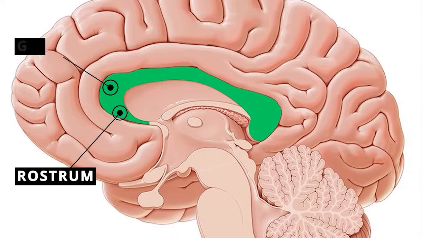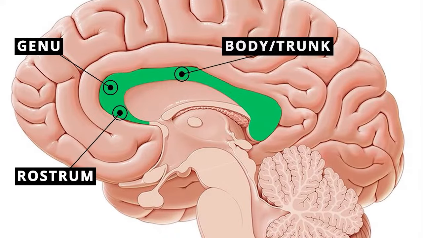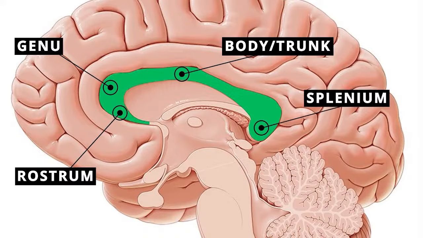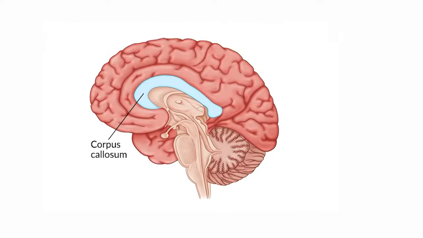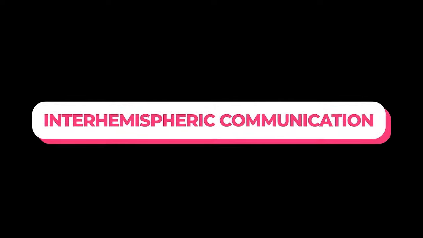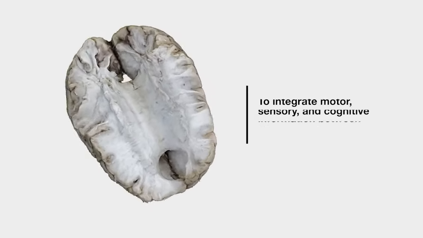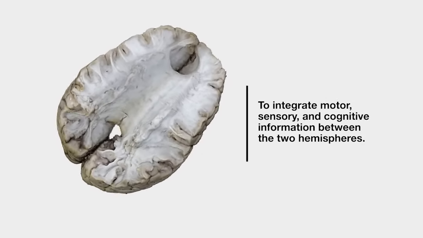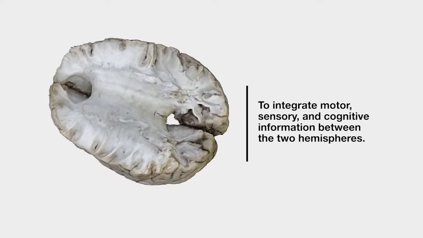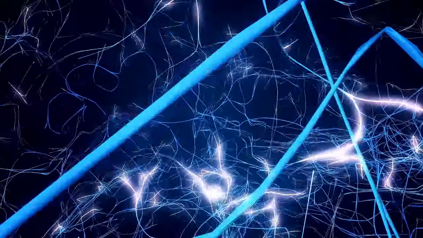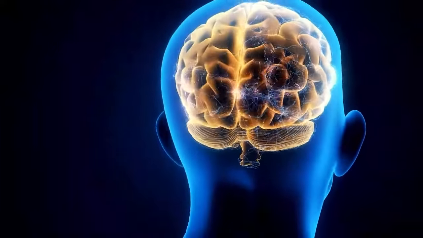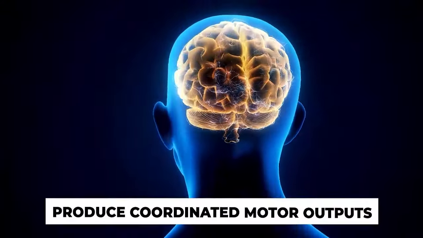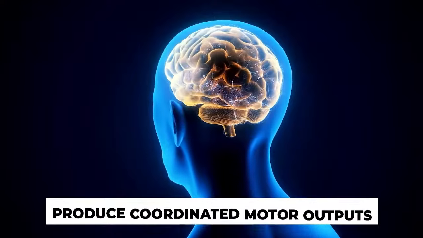Rostrum, genu, body or trunk, and splenium. Functions. The corpus callosum performs several functions, which include interhemispheric communication. Its primary role is to integrate motor, sensory, and cognitive information between the two hemispheres. For instance, sensory information received in one hemisphere can be shared with the opposite hemisphere to produce coordinated motor outputs.